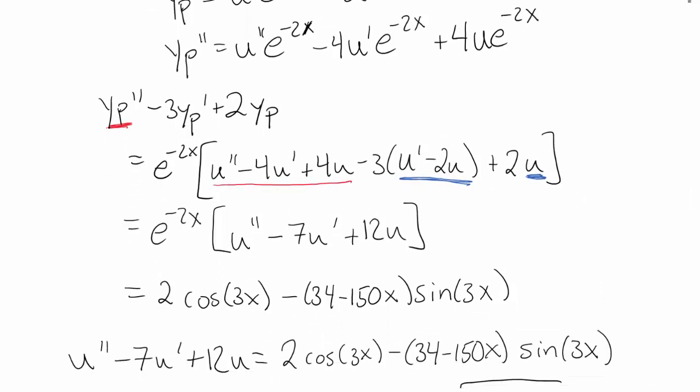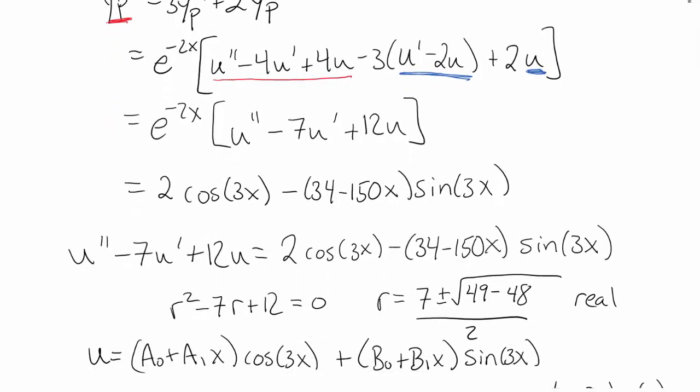Combining like terms, I get e to the negative 2x times the whole quantity u double prime minus 7u prime plus 12u. I want that to be equal to the non-homogeneous part of the DE, which is 2 times the cosine of 3x, minus the quantity 34 minus 150x times the sine of 3x.